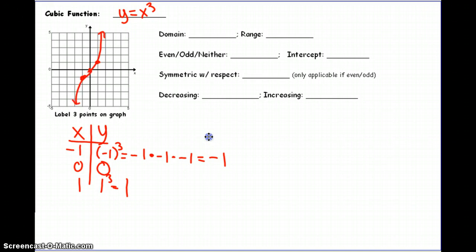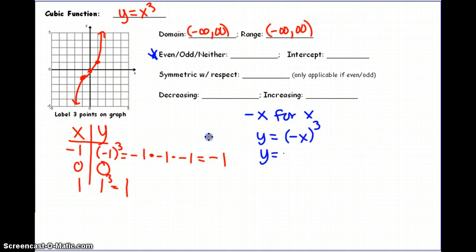The shape of a cubic function looks like that. Now the domain of a cubic function is all real numbers. And the range of my parent cubic function is also all real numbers. I'm going to perform the same test as before and plug in -x for x to see if it's even, odd, or neither. When I plug in -x and I simplify, I started with y equals positive x cubed, but now that entire term changed signs, so this is an odd function. And odd functions are symmetric with respect to the origin.